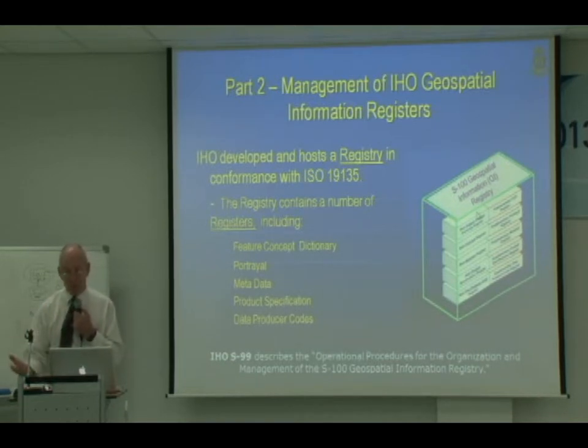It's not so confusing as to what are all these boxes for anyway. And it is, in fact, S99 that describes the operational procedures for how this is organized and how it will be managed as the Geospatial Information Registry. So then this, part two, the management, will be covered by S99. Okay?